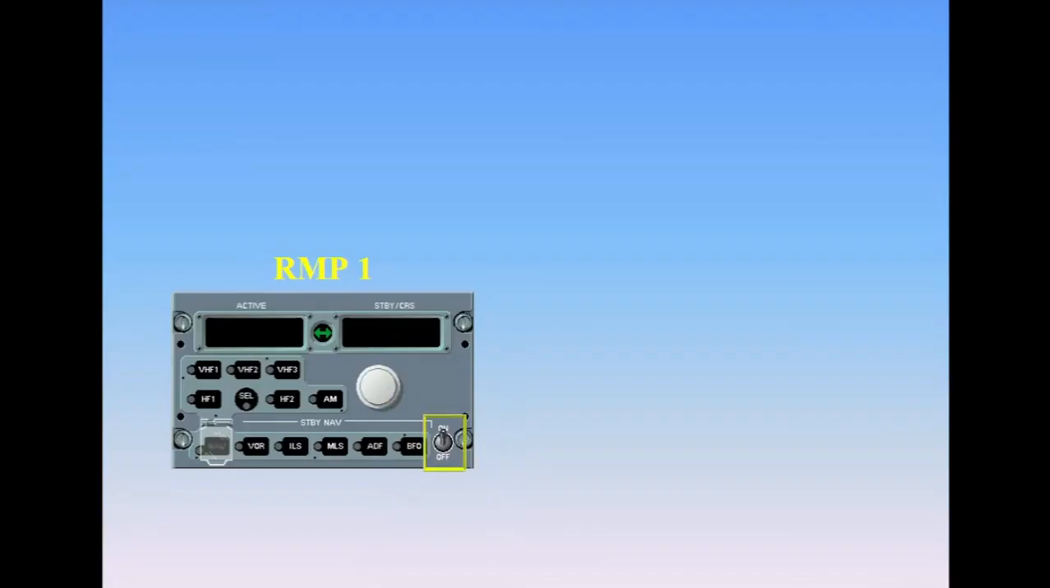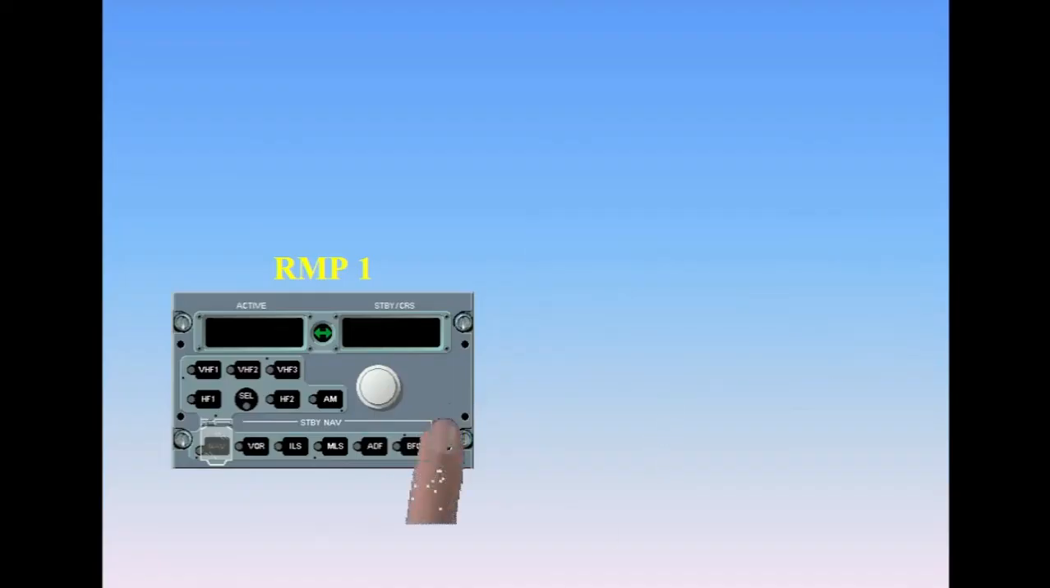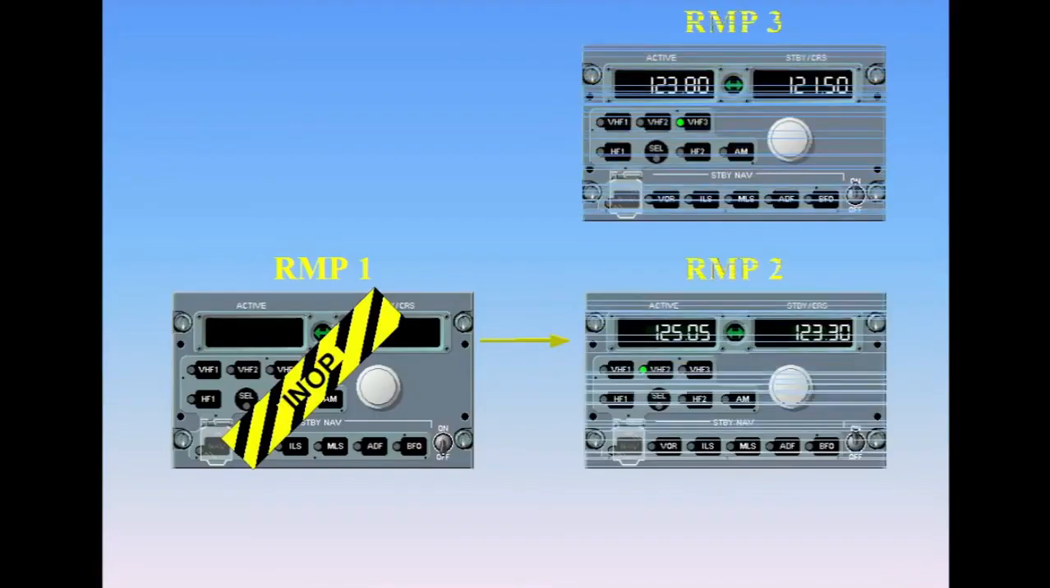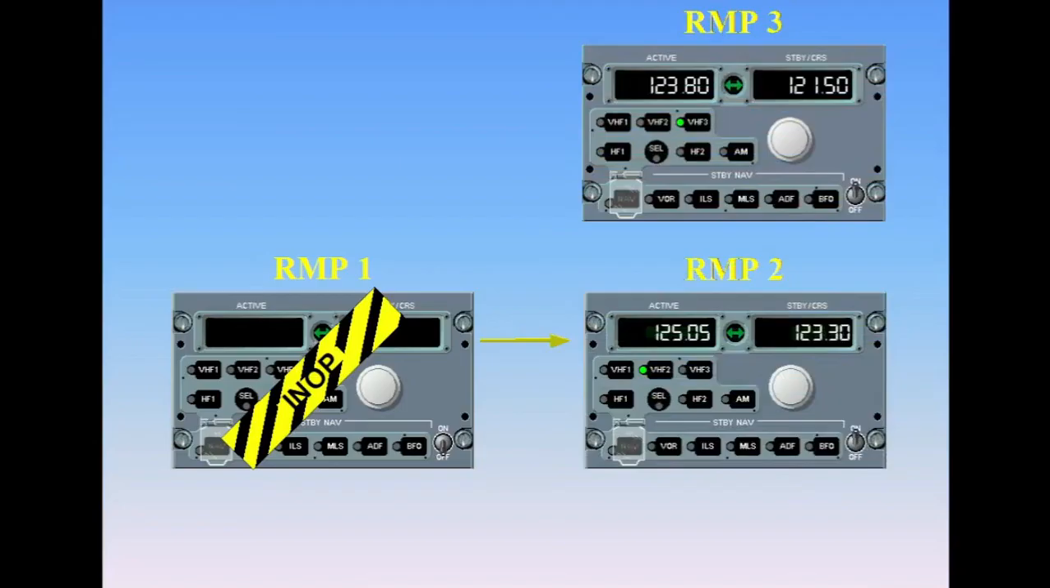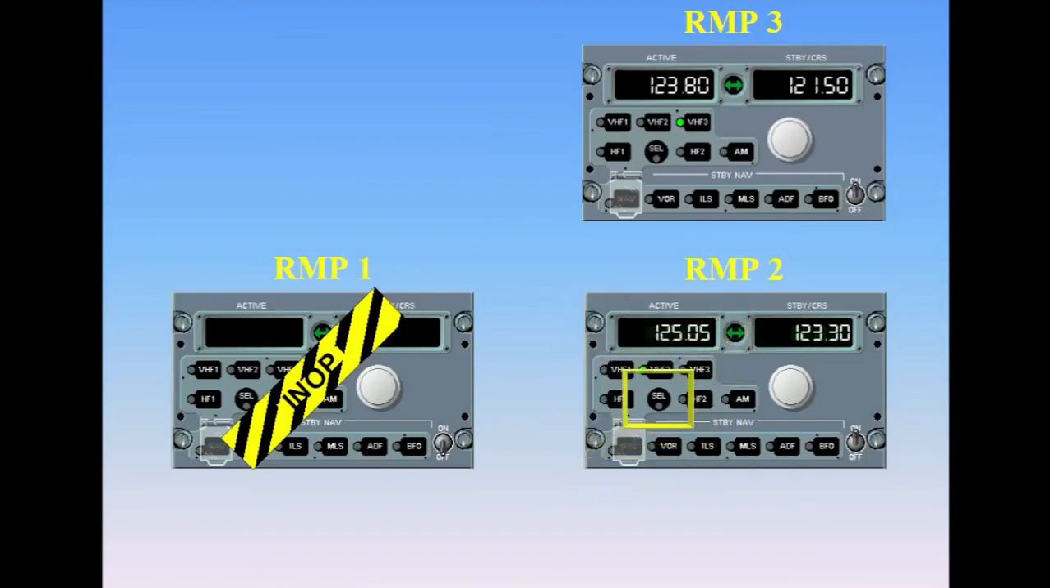Turn off RMP 1. All the radio tuning must now be done using RMP 2 or RMP 3. Select VHF1 on RMP 2. Notice that the select light is illuminated because RMP 2 is being used to tune VHF1.